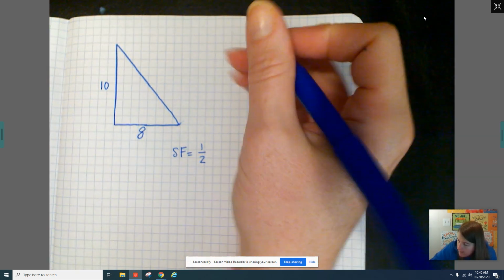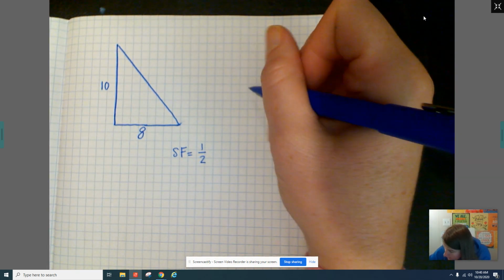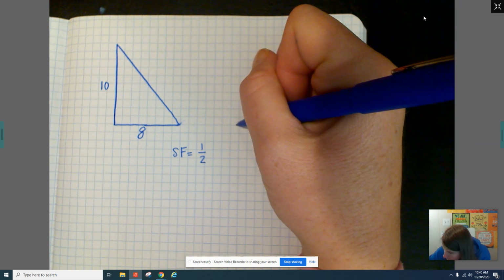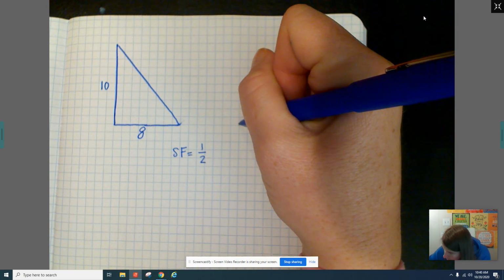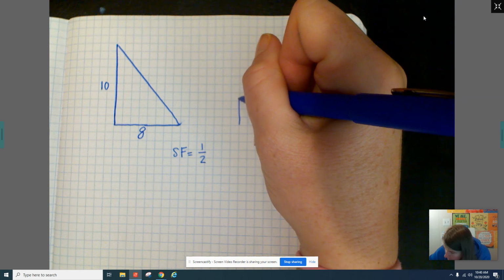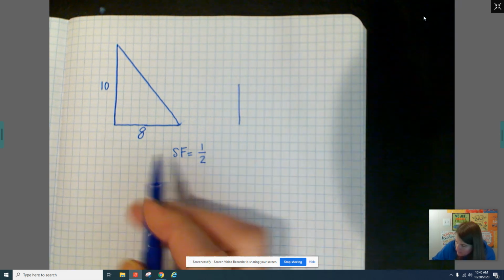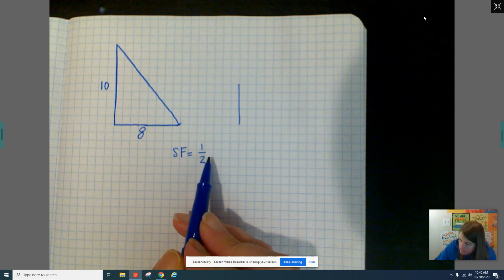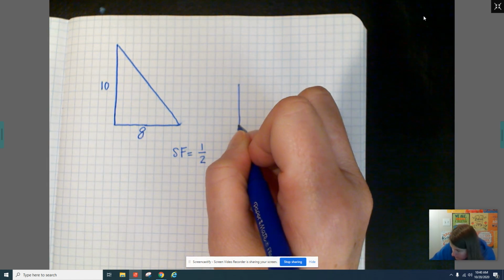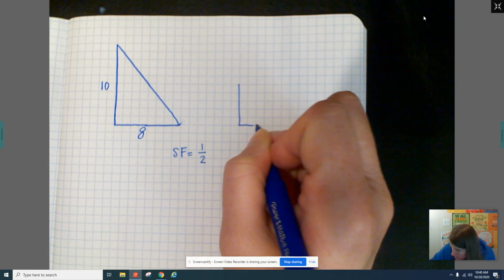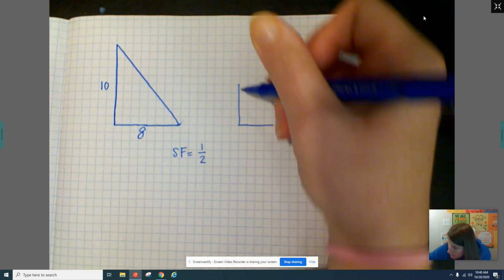10 times 1/2 is 5. So my new height will be 5. 1, 2, 3, 4, 5. And then 8 times 1/2 is 4. So my new base will be 4. 1, 2, 3, 4.